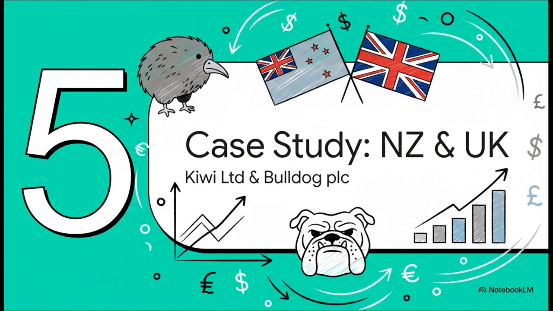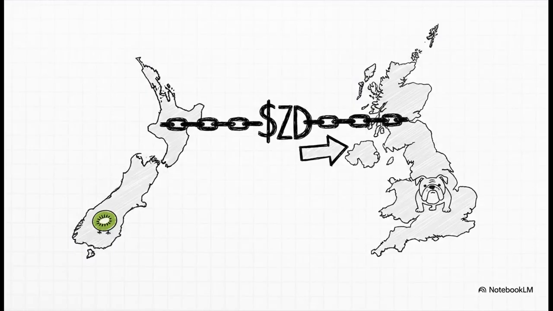Okay, enough theory. Let's apply all these concepts to a practical example. Let's say we have Kiwi Ltd, a parent company in New Zealand, and they've just acquired Bulldog plc, a subsidiary based in the UK. Okay, let's get the facts straight. Bulldog's local currency, because it's in the UK, is British pounds. But because it's so dependent on its parent company, management has decided its functional currency is the New Zealand dollar. And for the group's consolidated accounts, the presentation currency is also the New Zealand dollar. So we're going to translate Bulldog's pound-denominated accounts directly to the presentation currency.